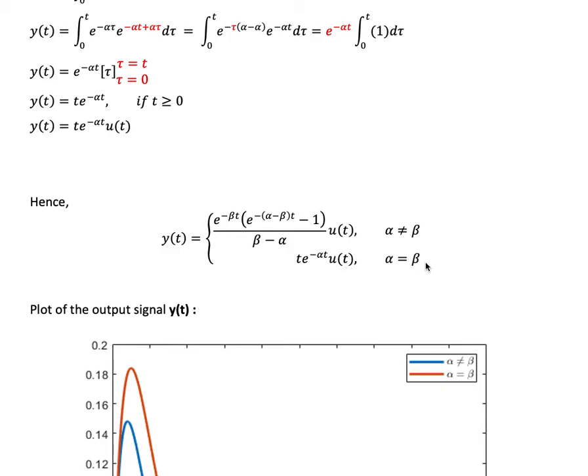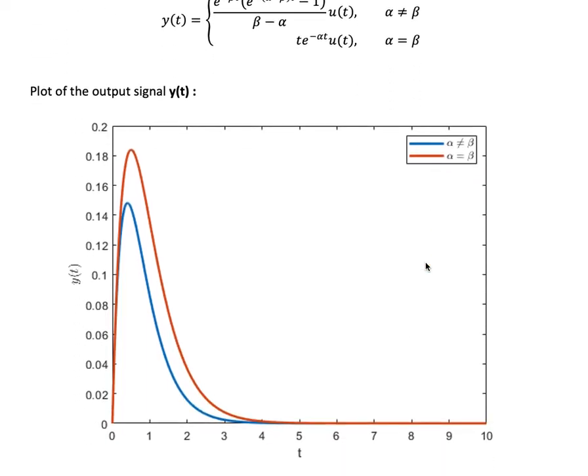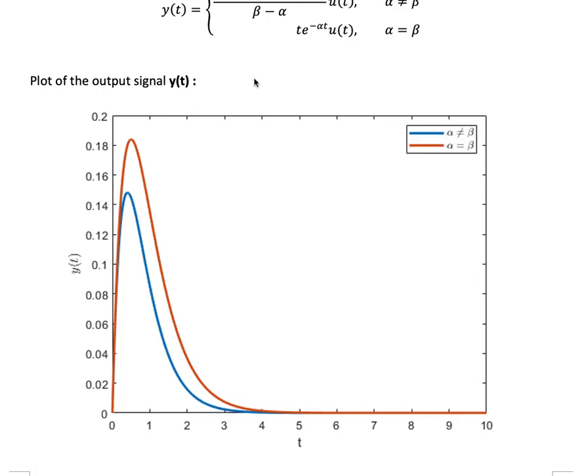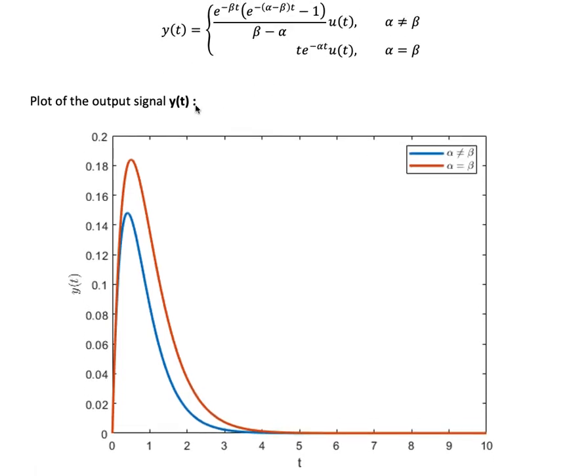So as the question was asking before, I plot this using MATLAB, the output signal y of t for the convolution between these two signals, the input signal and the impulse response signal. As you can see the behavior of each graph, the red one is the second one, the first one we did is the blue one. So the main difference here is the amplitude when alpha and beta are the same.